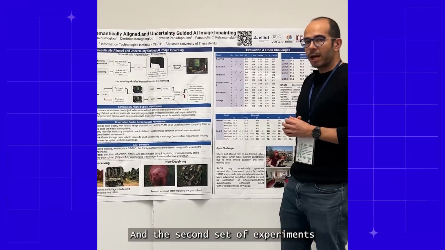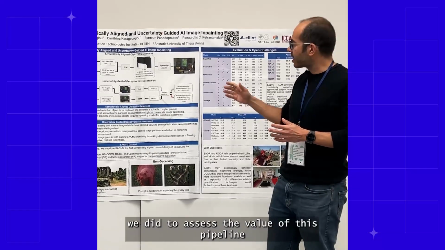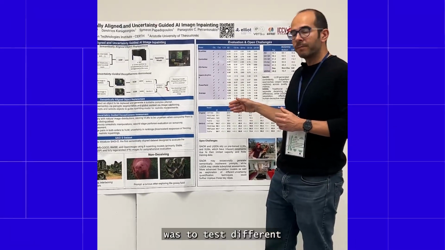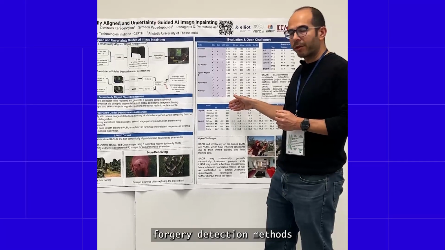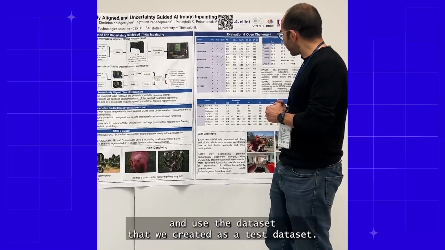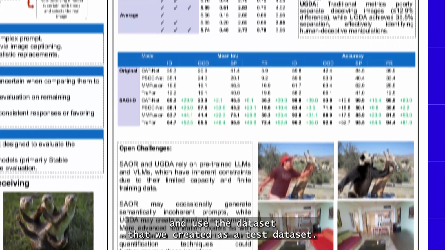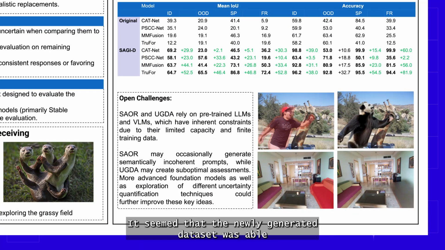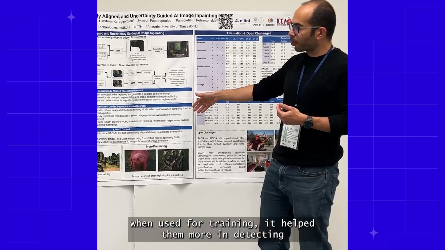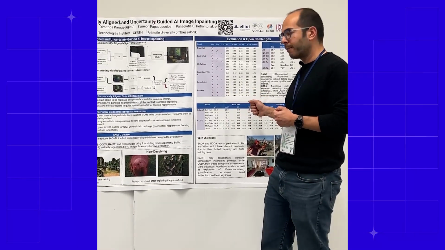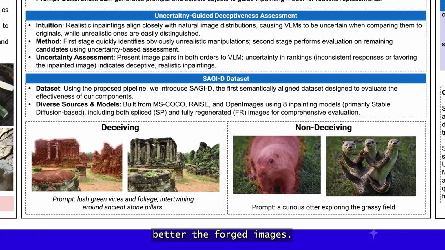And the second set of experiments we did to assess the value of this pipeline was to test different forgery detection methods and use the dataset that we created as test dataset. It seemed that the newly generated dataset was able to confuse the forgery detection methods more, but also when used for training, it helped them more in detecting better the forged images.